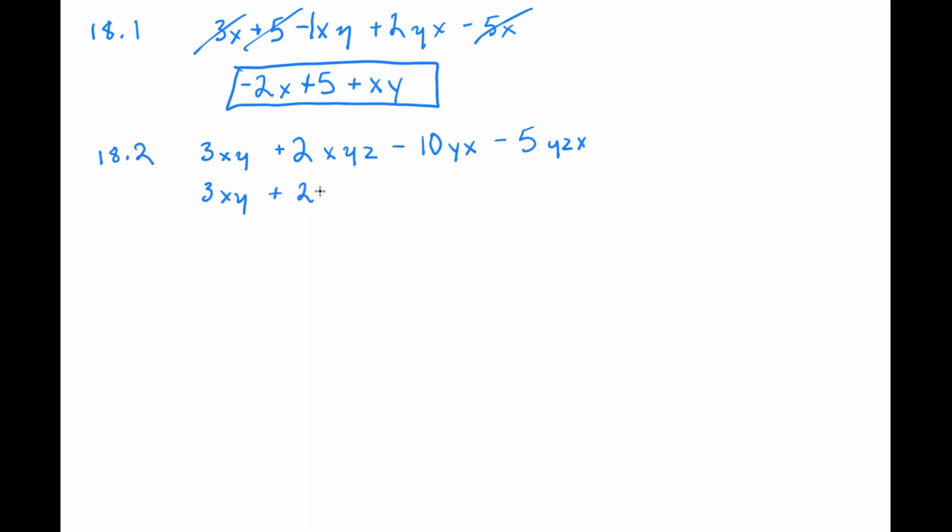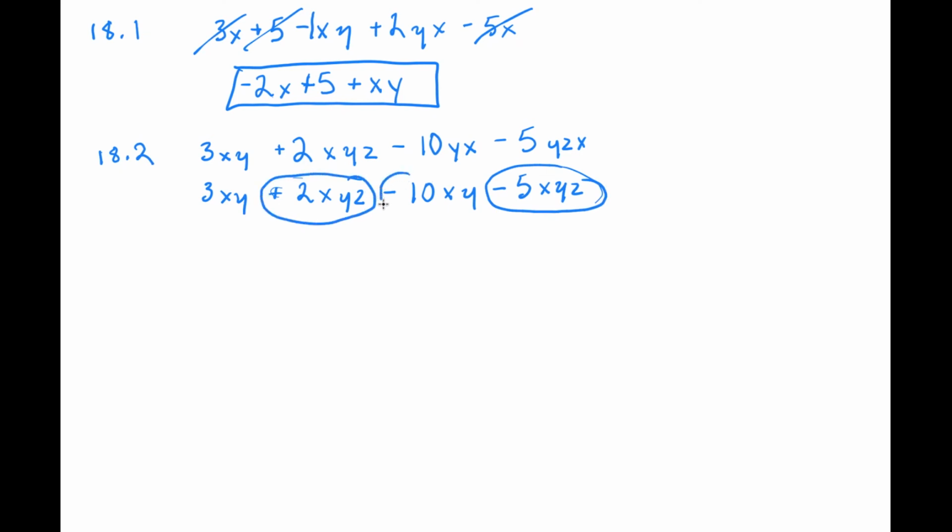plus 2xyz, that's already in alphabetical order, minus 10, and we'll rearrange that, xy, minus 5, and that should be xyz. All right, now we can see what our terms are, right? And it's important that you keep the sign of that term with it. So this is a positive, this is a negative. This whole thing, you keep it together.